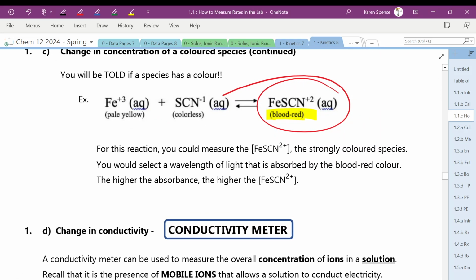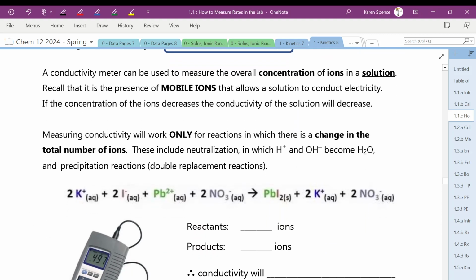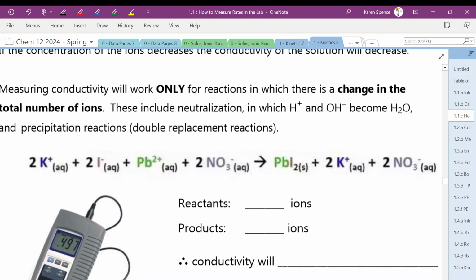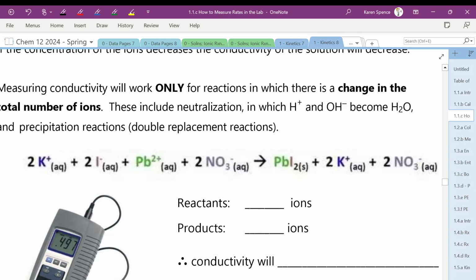We can measure a change in conductivity if we have, oh, look, we have an ionic equation here. This is a complete ionic equation, which is one of the reasons why we did this, yeah? This is a complete ionic equation between potassium iodide and lead nitrate. Whoops, there's no 2 there.